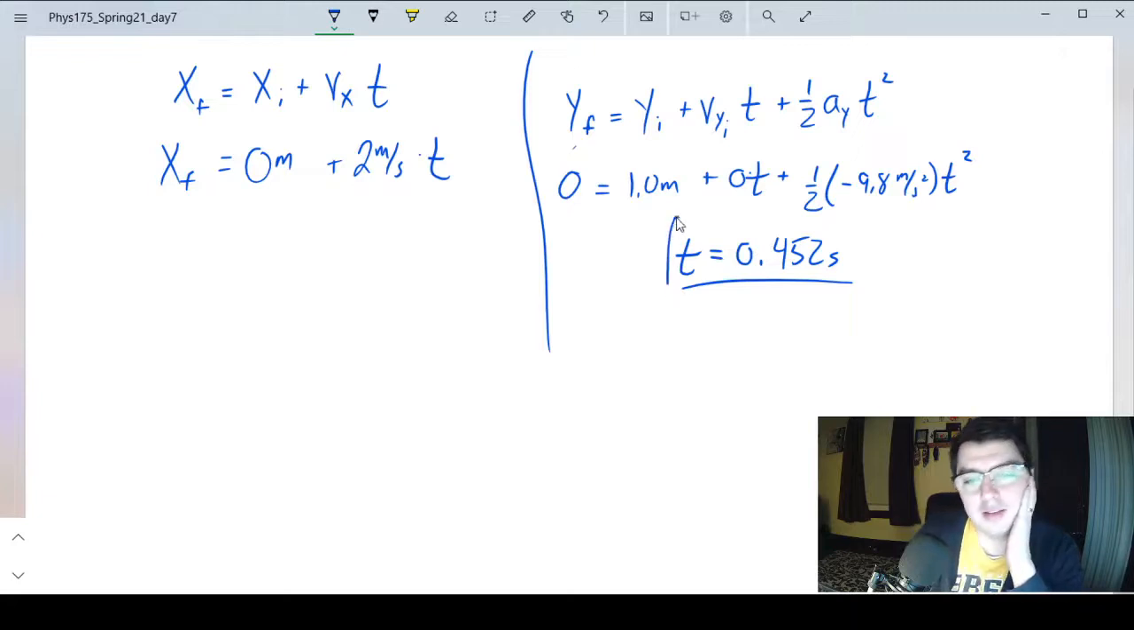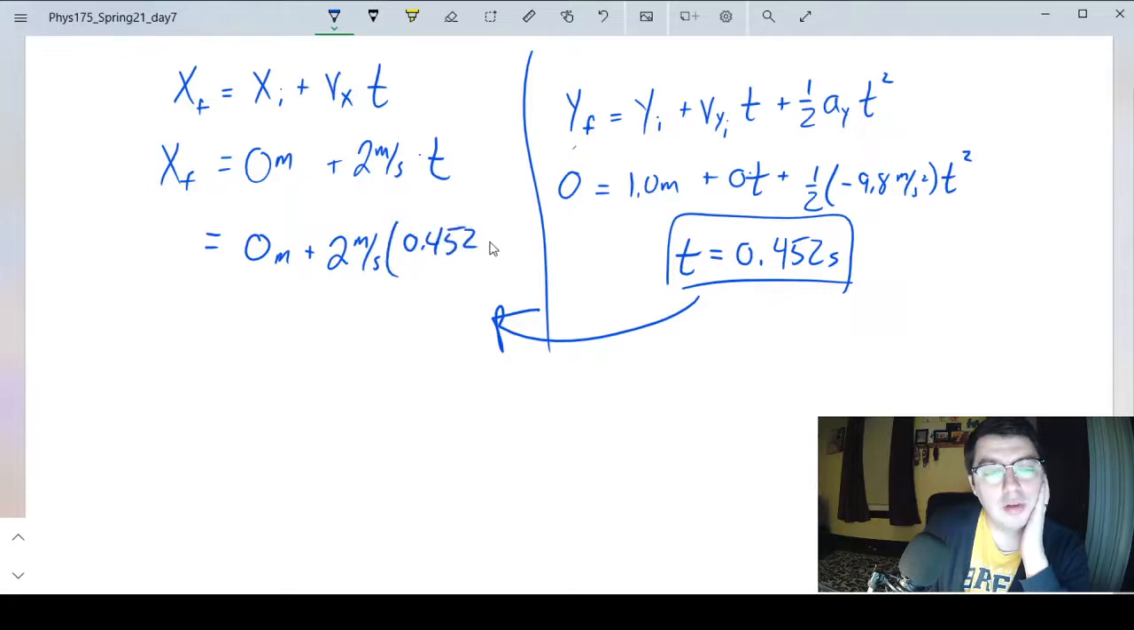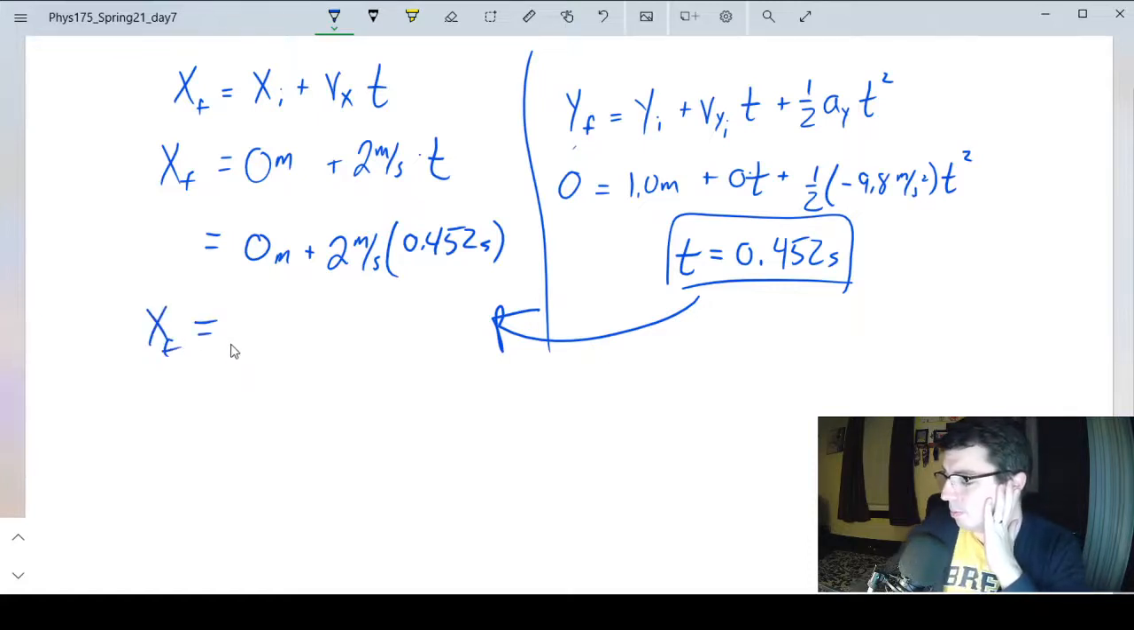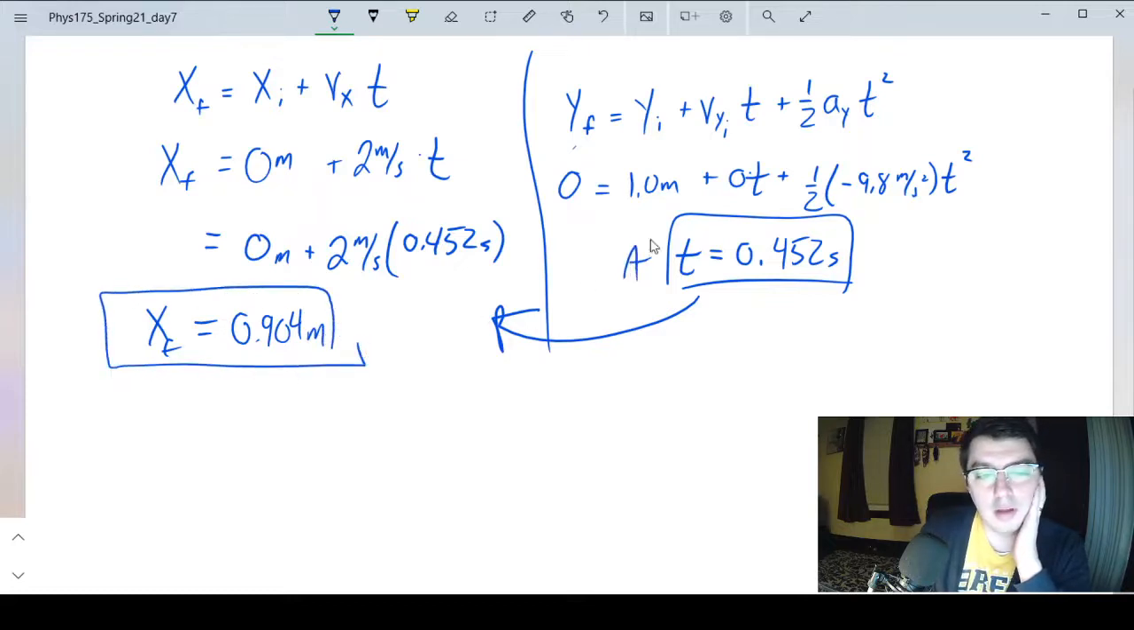Now that we have this t, now we can kick over to this side and say, hey, I can calculate x final. We started at 0. We have a speed of 2 meters per second, and I'm going to multiply it by 0.452 seconds. And that gave us x final as 0.904 meters. So that was part B, right? This was the answer to part A. This was the answer to part B.